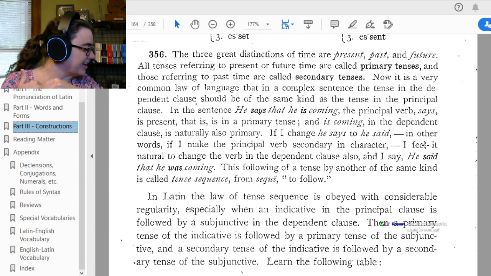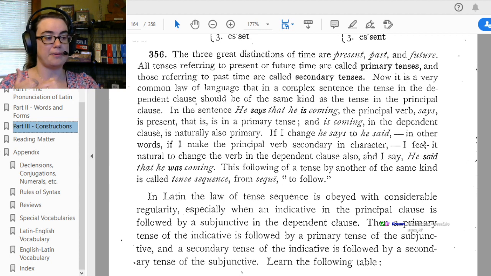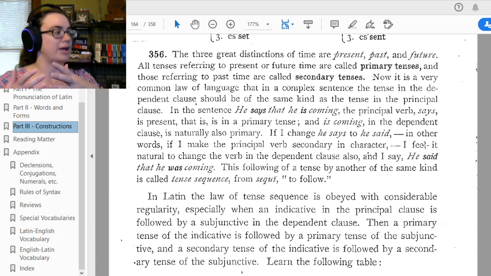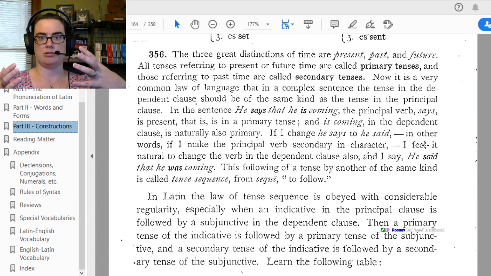It's Friday in EST. Ha ha ha ha. Oh, I get it. What if he said that he would be coming? That's future, would be. Oh, he said that he would be coming.